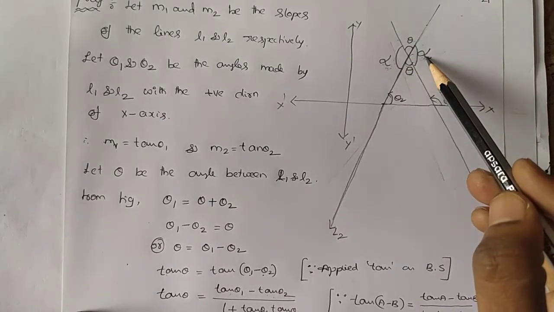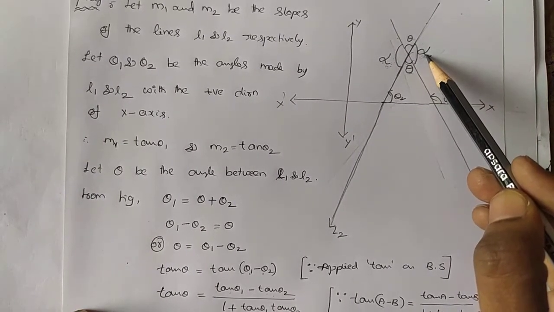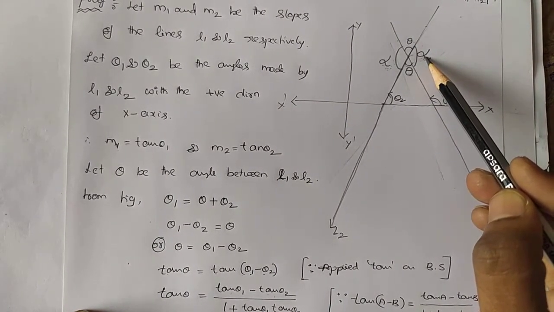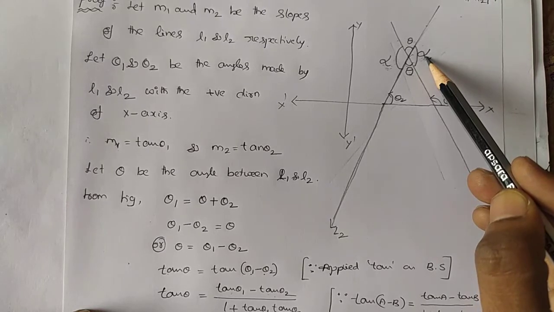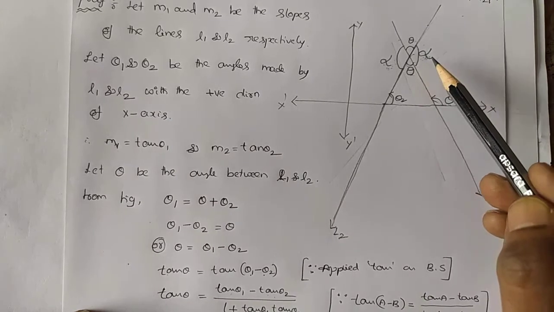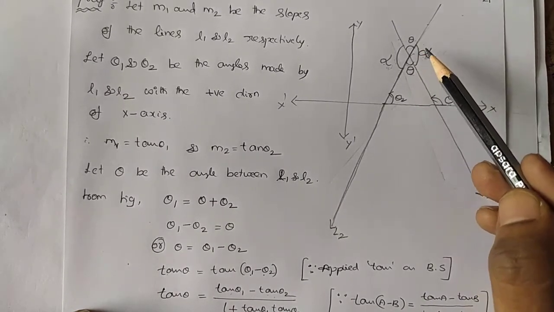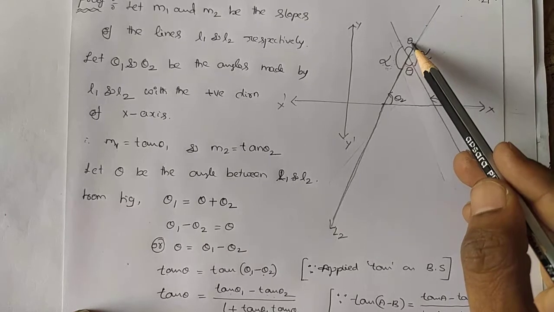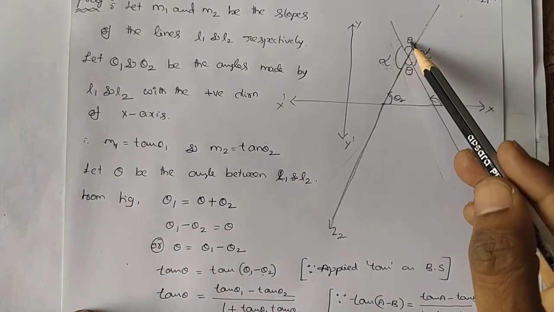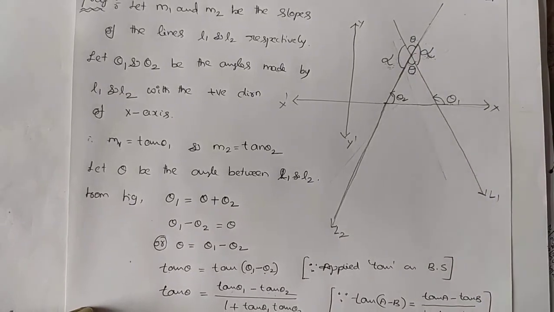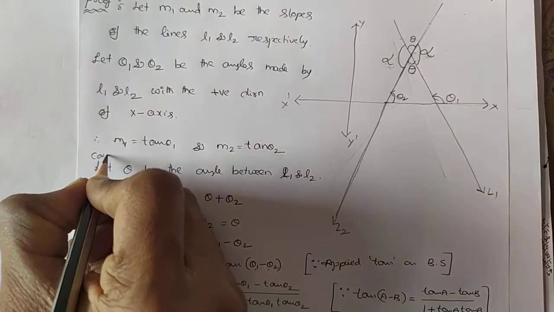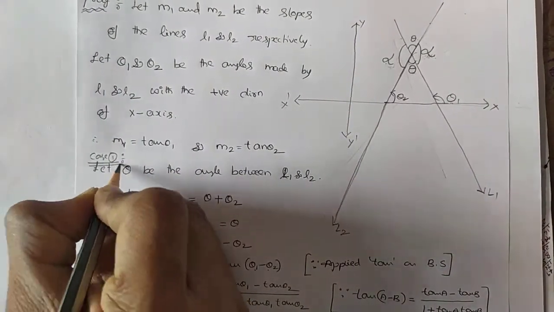Then if it is an obtuse angle, what is the angle for the straight line? We know that it is 180 degrees. Then alpha plus theta equals 180 degrees. If you are getting confused, then make it as case 1.